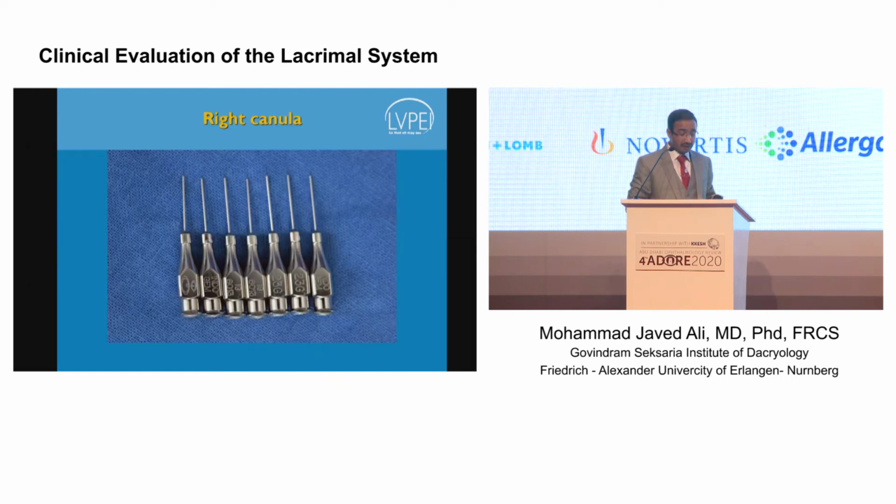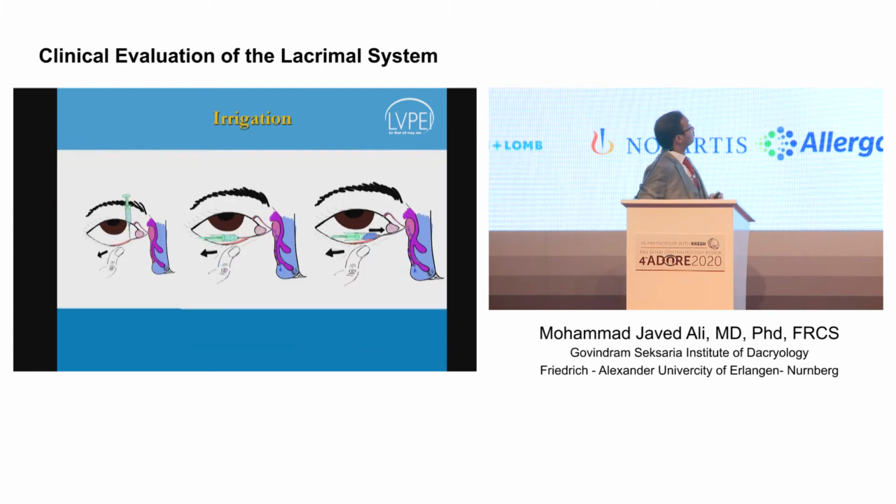So these are certain important things. What is important to realize is that never use curved cannulas. Always use straight cannulas. You have 23 gauge, 25 gauge, 27 gauge straight cannulas. Depending on the age, you can use those things.